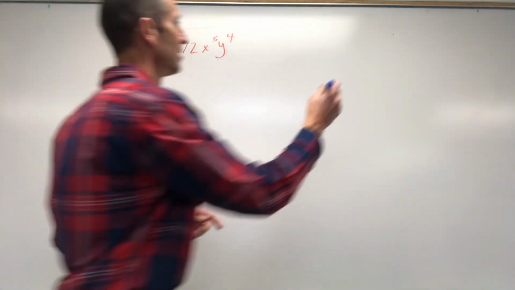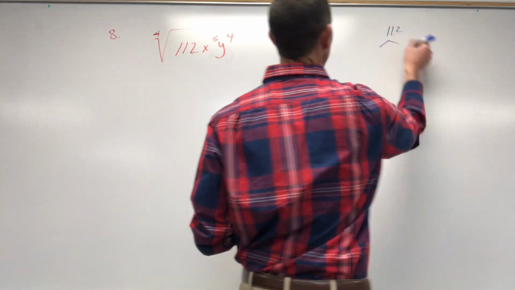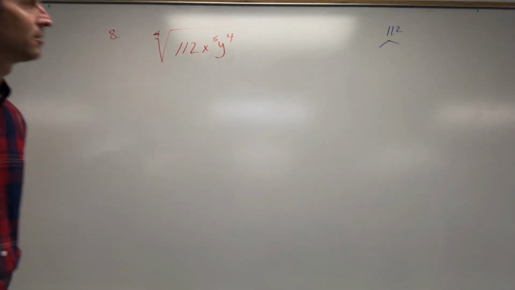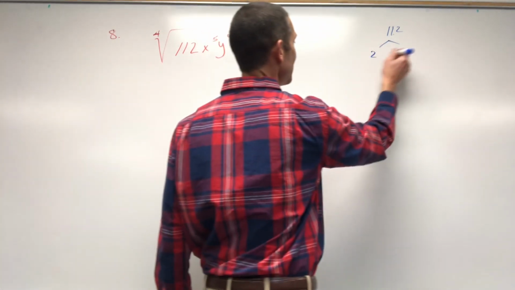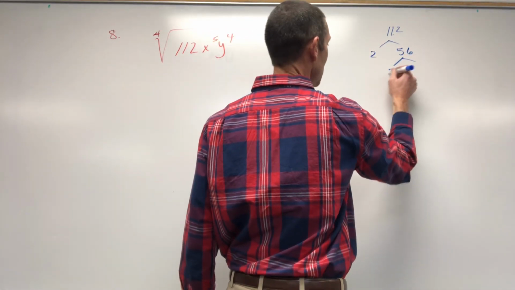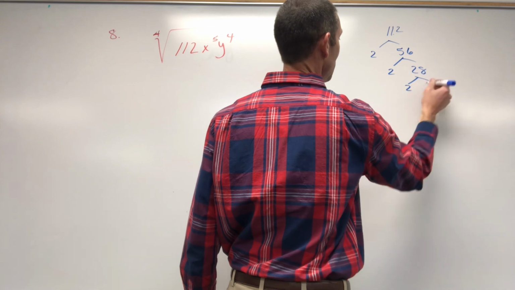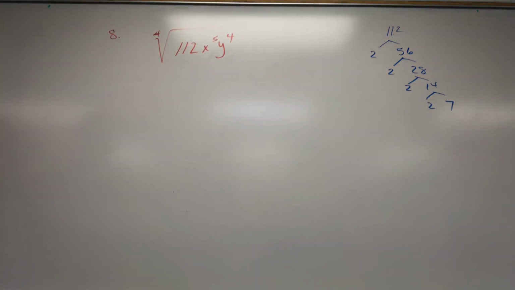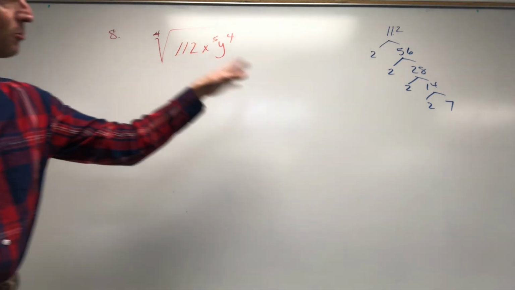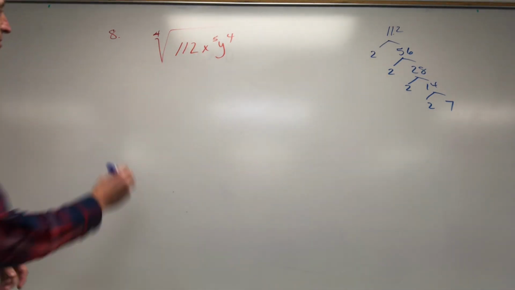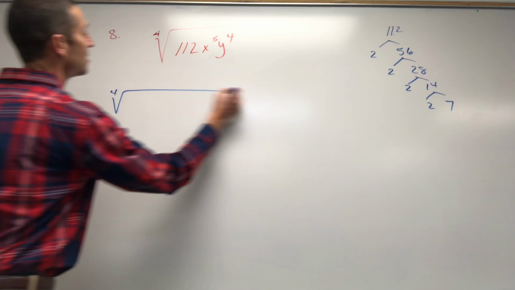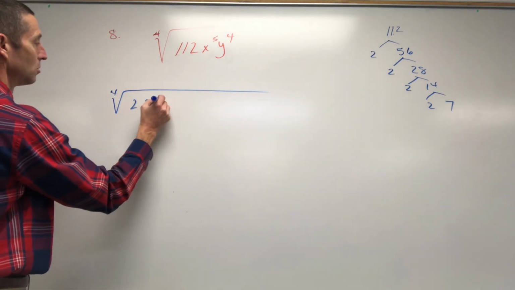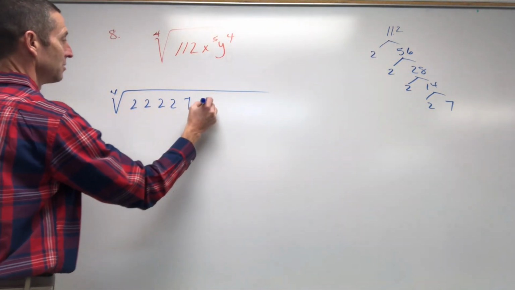You grab that 112. Let's get to work on him. Factor tree him on down. Ooh, 2 and 56, 2 and 28, 2 and 14, 2 and 7. So 112 all the way down to a bunch of 2s and a 7. So 2, 2, 2, 2, 7.